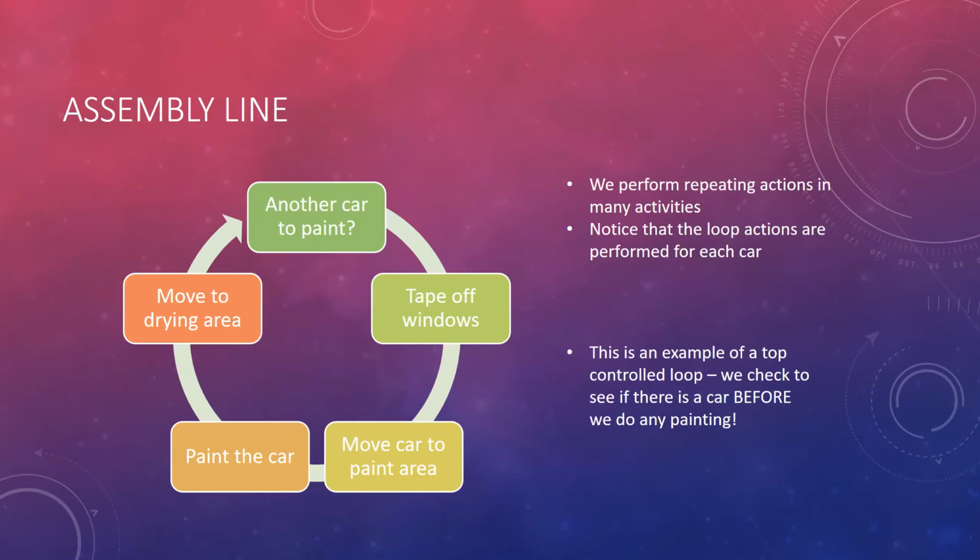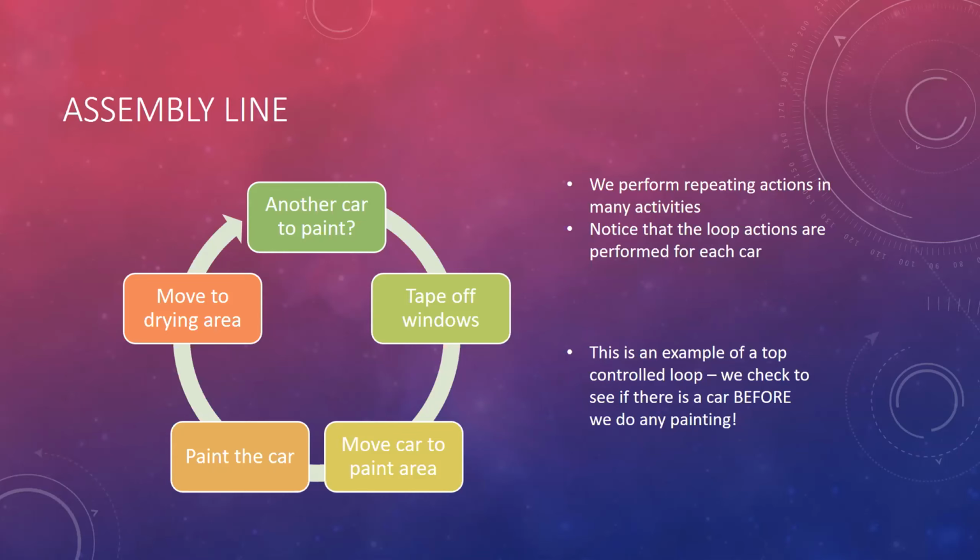Here's an assembly line for us, a circle. In this assembly line, we paint cars. At the beginning of the assembly line, we always are looking, is there another car to paint? If there is, we're going to tape it off, get it ready, move the car to the paint area, paint the car, then move it to the drying area, which is going to free up room for another car. So is there another car waiting to paint? If so, let's tape it off, move it in, paint it, and then move to the drying area.